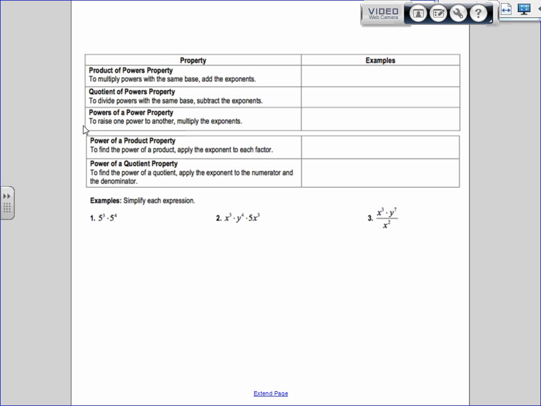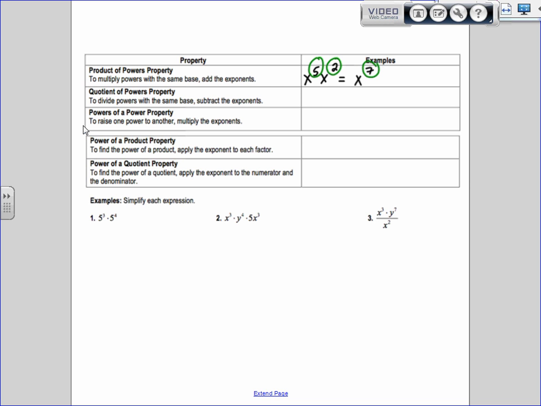Okay, so if you see a product of powers property, so it says to multiply powers with the same base, add the exponents. So if I have x to the fifth times x to the second, right, think of it in expanded form. So in your head, what you're doing is 5 x's lined up, 2 more x's on the end, you have a total of 7 x's. So it's x to the 7th. So all you're doing is you're adding 5 and 2 to give you 7.